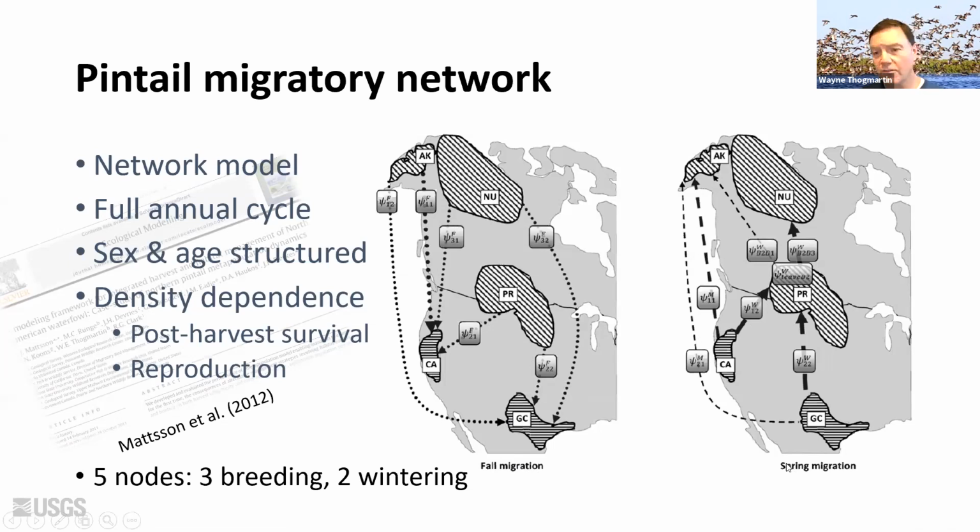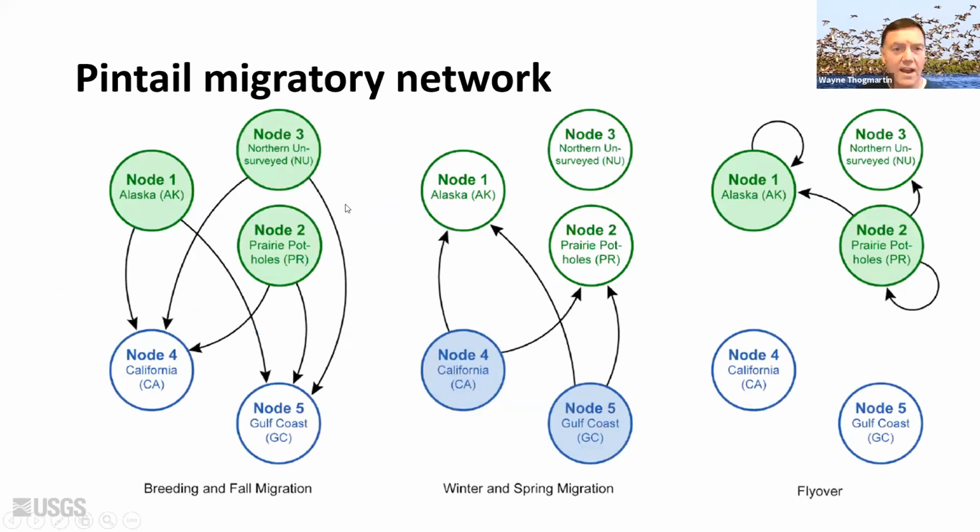migration. So if we depict this in a more cartoon kind of graph arrangement, we have this representation here. You can see that we have our breeding nodes that are connected to each of our wintering nodes through fall migration. We have our wintering nodes that are connected to our breeding nodes through spring migration. And then we have this important flyover aspect.